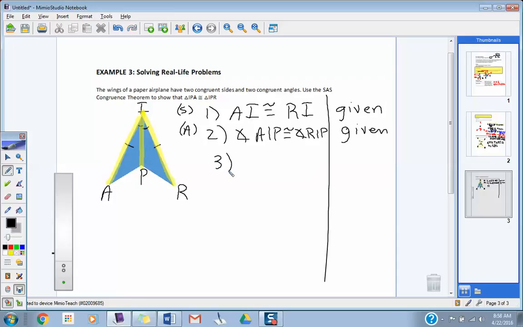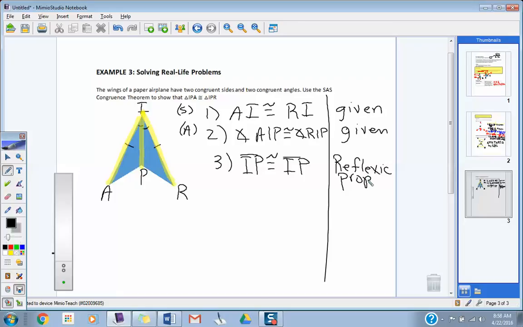Yep, I said segment IP. Okay, it's congruent to segment IP, because they are the exact same line. That is going to be a reflexive property thing again. If it's the same exact line, it's a reflexive property thing.